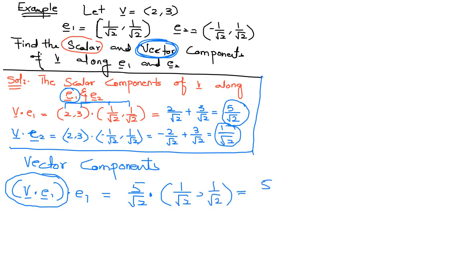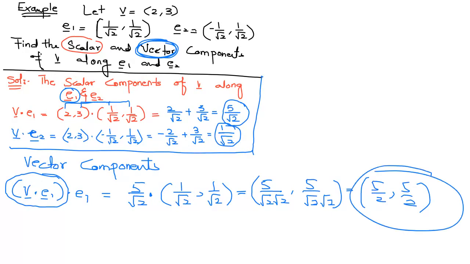If you multiply, you will get 5 divided by square root of 2 times square root of 2, 5 divided by square root of 2 times square root of 2, which is equal to what? 5 divided by 2 and 5 divided by 2. Okay, so this is the first vector component.